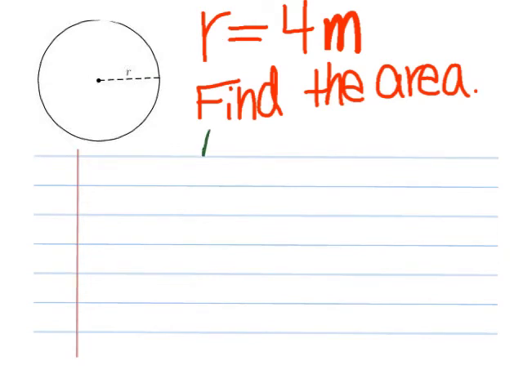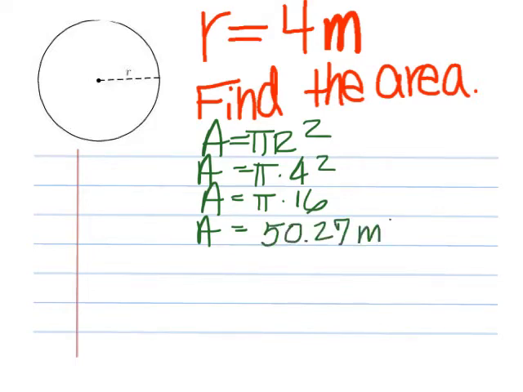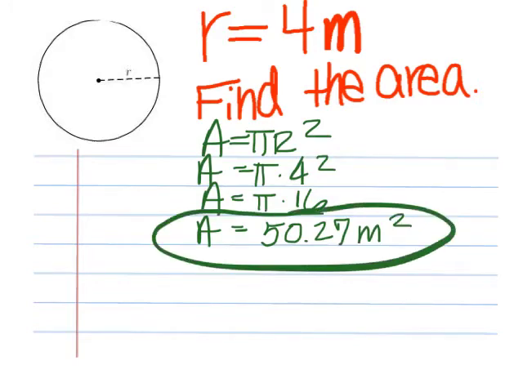The solution for the practice problem: start with the formula A equals pi r squared and plug in the radius, which is 4, and simplify 4 squared to be 16. And then multiply 16 by pi to get an answer of 50.27 meters squared.